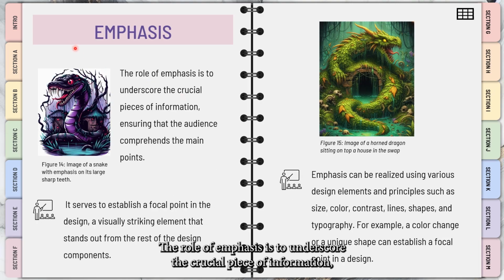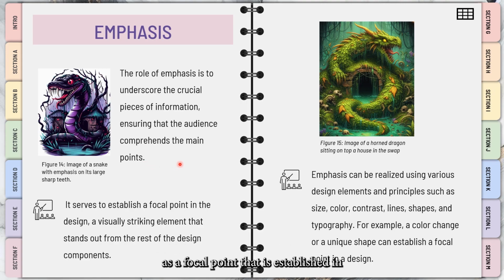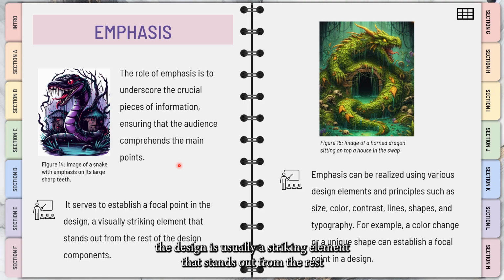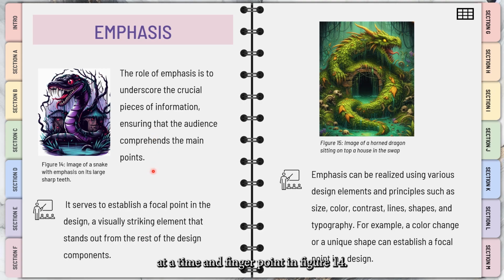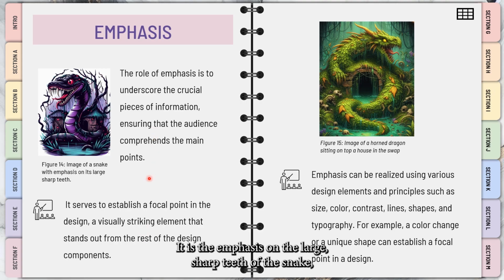Emphasis. The role of emphasis is to underscore the crucial piece of information, ensuring that the audience comprehends the main points. It serves as a focal point that is established in the design. It's usually a striking element that stands out from the rest of the design. In Figure 14, it is the emphasis on the large sharp teeth of the snake. And in Figure 15, it is the entrance of the house.